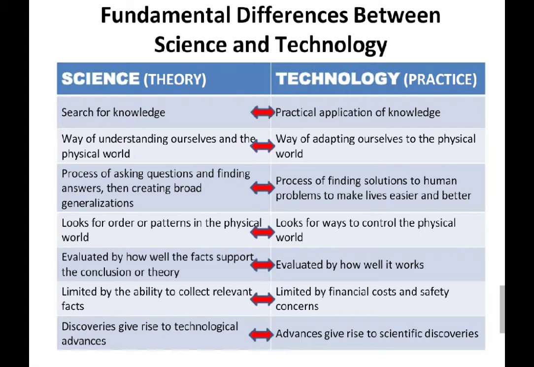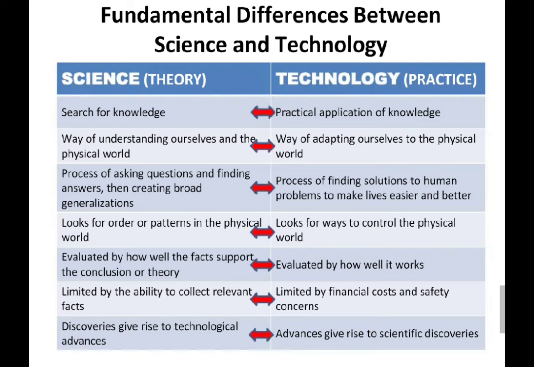So, the theory is a way of understanding ourselves and the physical world, and a way of adapting ourselves to the physical world. It is a process of asking questions and finding answers, then creating broad generalizations. Here, the process is finding solutions to human problems to make lives easier and better. Science looks for order or patterns in the physical world. Technology looks for ways to control the physical world. Science is evaluated by how well the facts support the conclusion or theory, while technology is evaluated by how well it works. Science is limited by the ability to collect relevant facts, and technology is limited by financial costs and safety concerns.